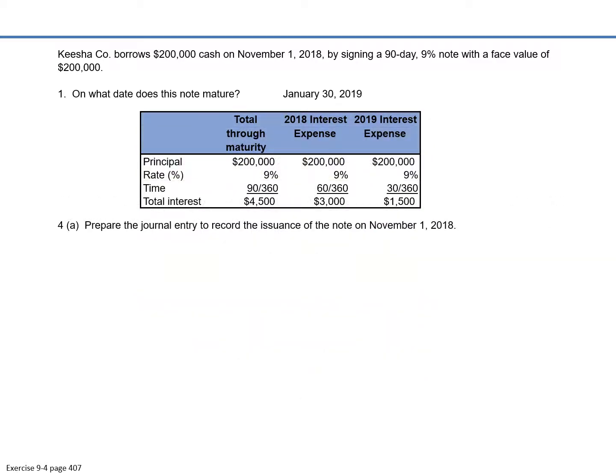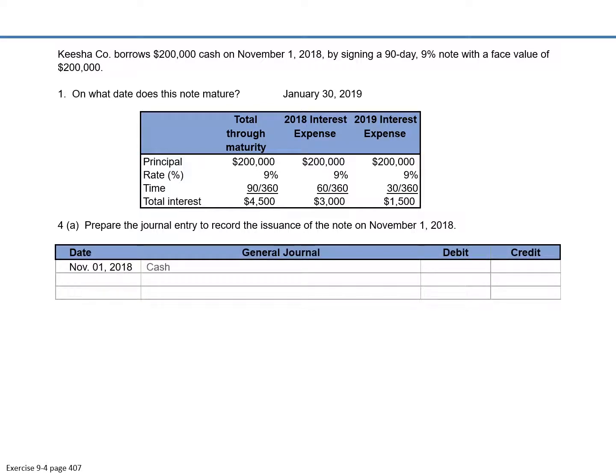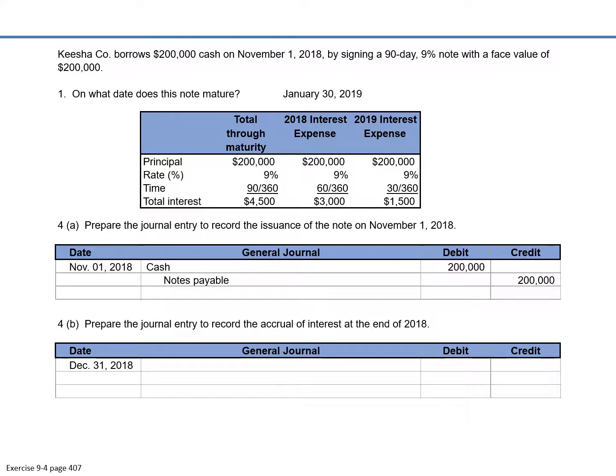So now they want us to prepare the journal entry to record the issuance of the note on November 1st. So we're going to record cash of $200,000, and we're going to record our note payable with a credit of $200,000. Then we have to record the accrual of the interest at the end of 18. So we computed the 18 interest to be $3,000, so we're going to debit interest expense for $3,000 and credit interest payable for $3,000.